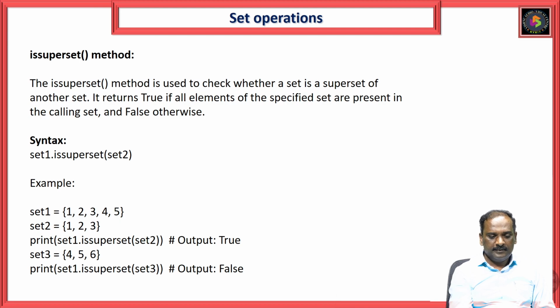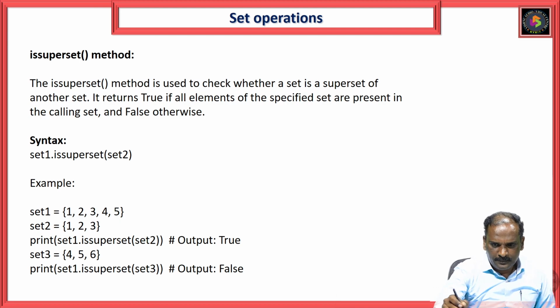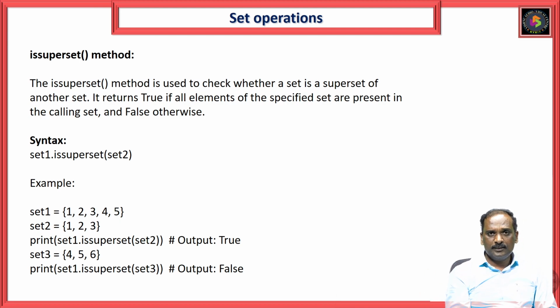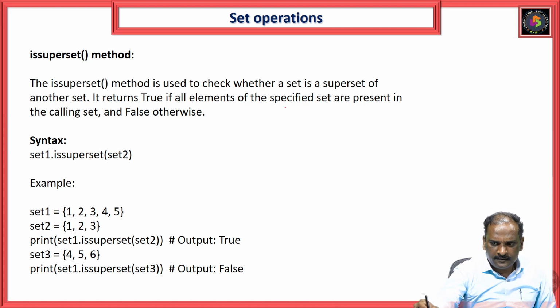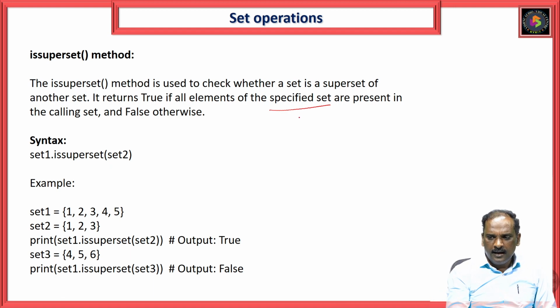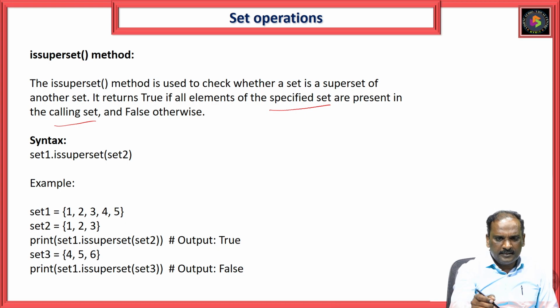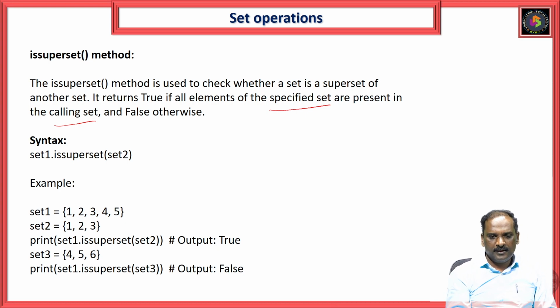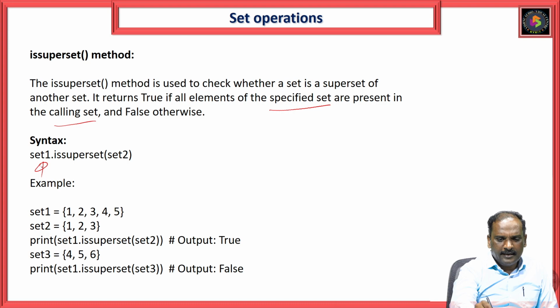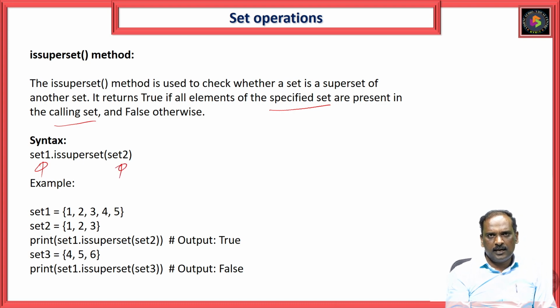Is superset. The is superset method is used to check whether the set is a superset of another set. It returns true if all the elements of the specified set, that is the argument, are present in the calling set. Calling set is nothing but the set which we used to call the function, the is superset function. Otherwise false. The syntax is set 1 is the calling set, set 2 is the argument set.